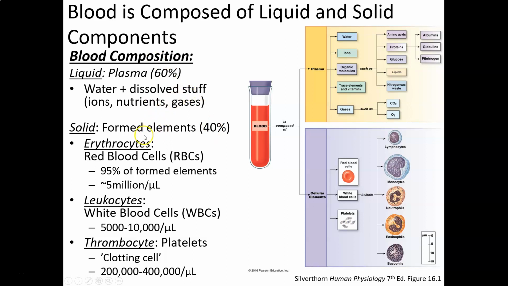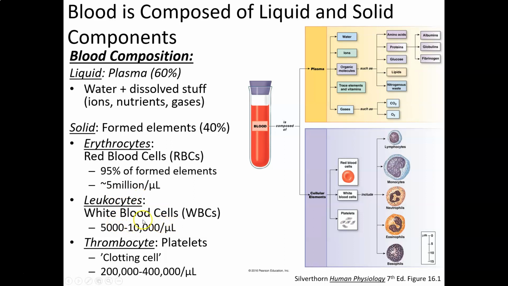Within the formed elements, there are three important blood types, and then for the one blood type, subtypes. So we have the erythrocytes, which are the red blood cells. They make up 95% of your formed elements. As we saw in lab 22, they make up about 5 million red cells per microliter of blood. Today we're going to look at the leukocytes. The leukocytes are your white blood cells. Leuko literally means white, as erythro means red. Leukocytes make up about 5,000 to 10,000 per microliter of your blood.